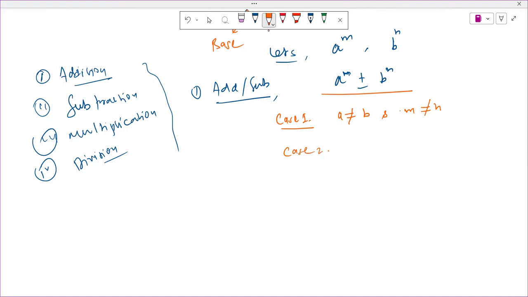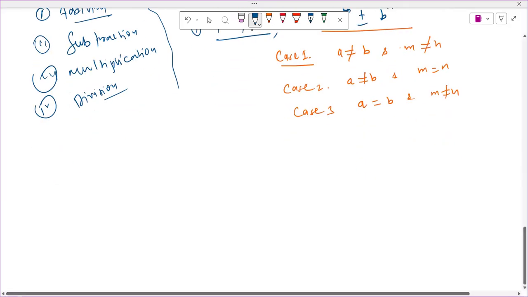Case 2 is a not equal to b, m equal to n. Case 3 is a equal to b and m not equal to n. Case 4 is a equal to b and m equal to n. I think case 4 is not important; mainly we can have these three, which are very important.